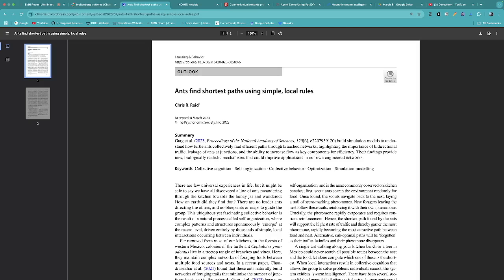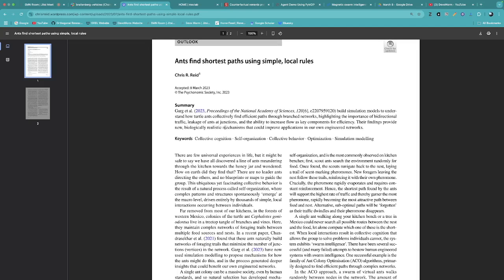So this is, I guess, I don't know if this is like a response or like a summary of another paper. This is Garg, PNAS in 2023. Built simulation models to understand how turtle ants collectively find efficient paths for branch networks, highlighting the importance of bidirectional traffic, leakage of ants at junctions, and the ability to increase flow as key components for efficiency. Their findings provide new biologically realistic mechanisms that could improve applications in our own engineered networks. So this is where they have some very specific points about these branch networks, thinking about something like a highway system or a system of pipes or a system of wires, and these sorts of things that need to happen to make for efficient networks.